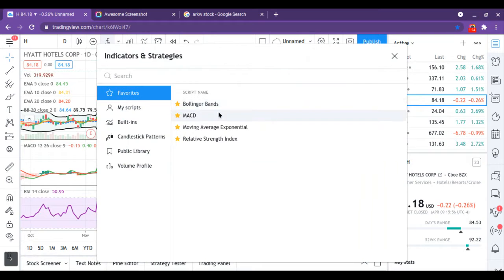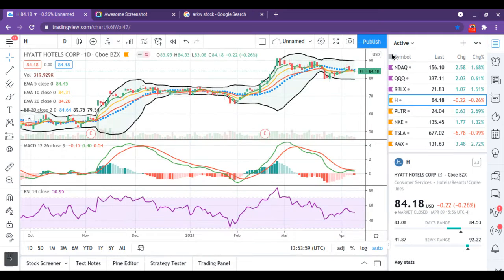Okay, so these are the four things that I'm looking at. It's got the Bollinger Band, your MACD, the exponential moving average, and then your relative strength index. If you don't know what they are, I'll try to make a video regarding them, or you can probably just Google them. But they're self-explanatory.